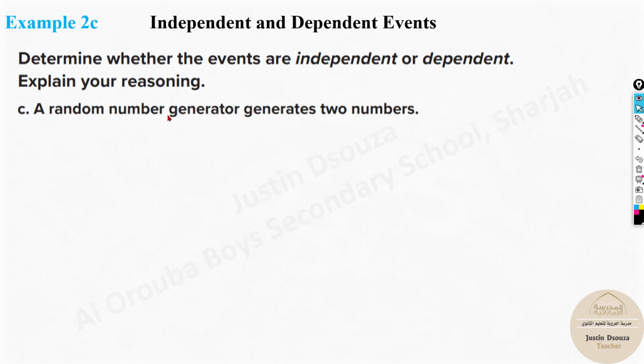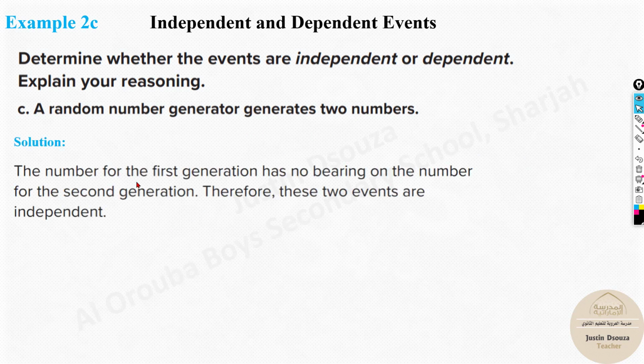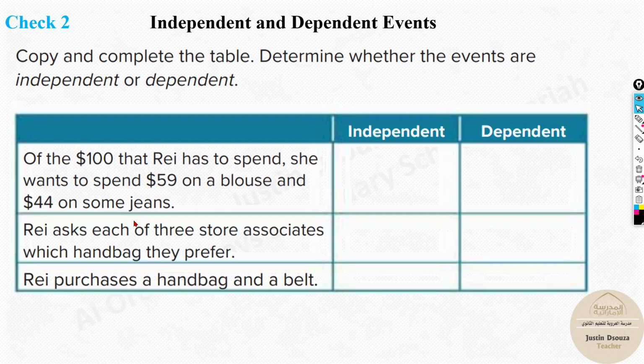Now consider a random number generator that generates 2 random numbers. It doesn't matter if the first one is 5, it can randomly generate another number. You have a random number generator even in your calculator, and you can keep on generating. The probability remains the same. They are independent of each other. So these random generations are all independent.